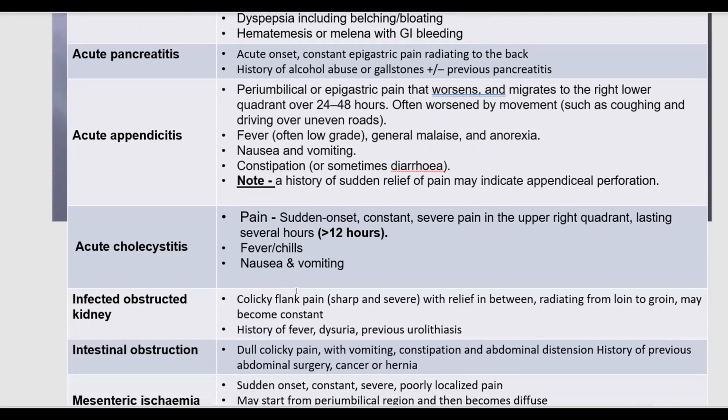Okay, next is infected, obstructed kidney. Can anyone tell me the management plan for that? I need a good management plan. Don't rush suddenly and say go ahead with the urologist. No. A good management plan, like a real emergency physician. Anyone? Follow the NICE guideline. Can anyone tell me about kidney stone?